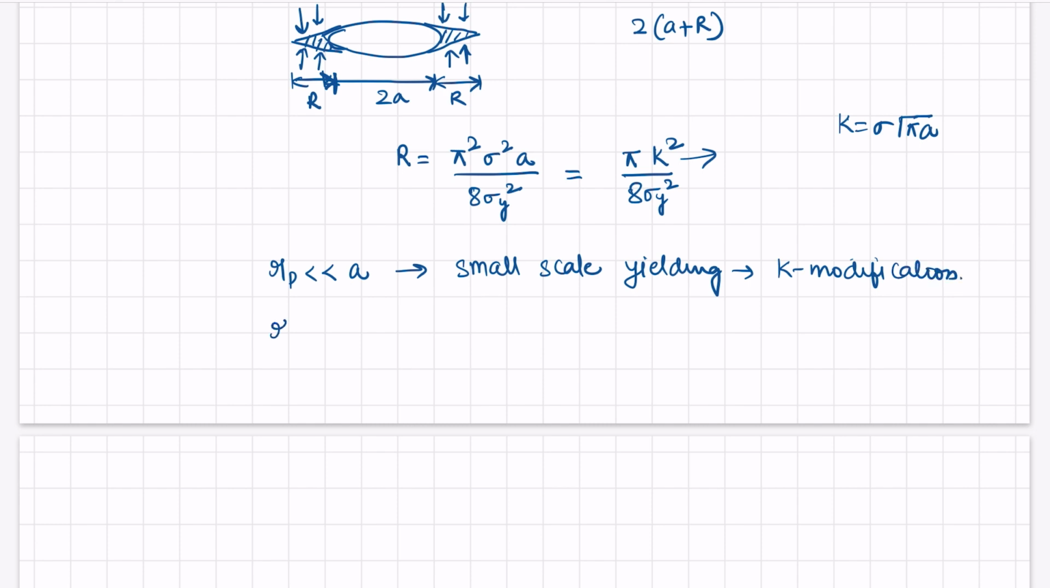However, when the plastic zone size rp is greater than the crack length, it is large scale yielding. For that case we have two models: one is crack opening displacement and the other is the J integral.